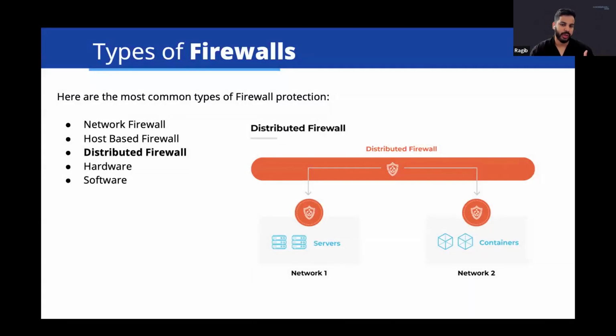Then we have distributed firewalls, right? This is a more modern approach to network security. Unlike a traditional firewall that sits at the network perimeter, distributed firewalls apply security policies directly across all endpoints, including servers, VMs, and devices, no matter where they're located. This means security is enforced at the workload level, not just the border. It's especially useful in cloud environments and large-scale networks, where traditional perimeter defense isn't enough.